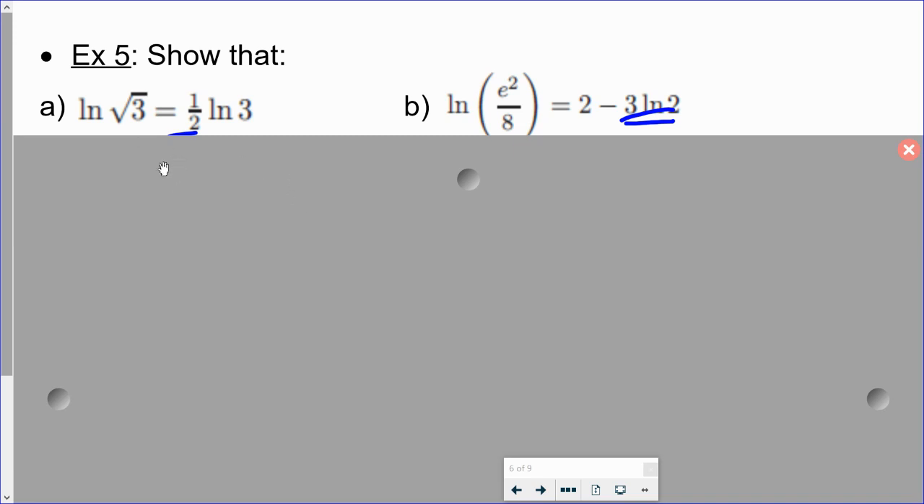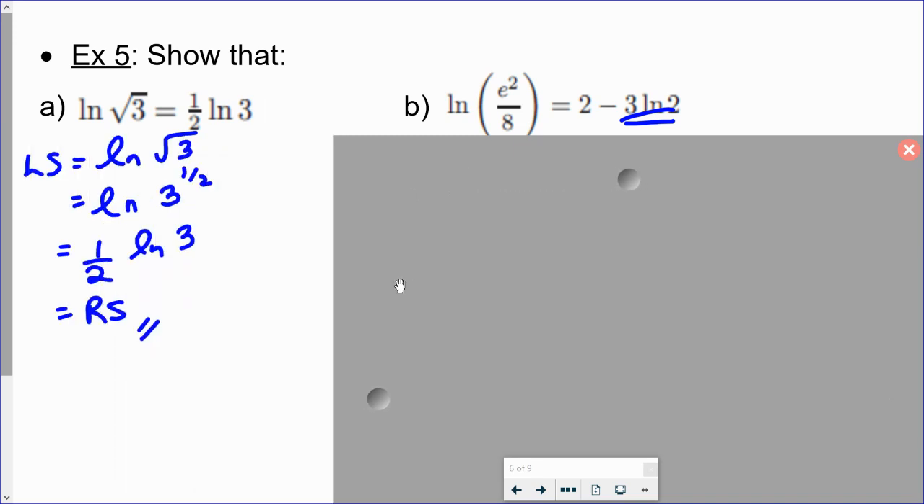For example 5, IB likes us to show our understanding. So how could I show that these are equivalent? Well, I can think about the left side. I could start with ln of root 3. I could rewrite that as 3 to the 1/2. I could use my log laws to drop that 1/2 in front of ln 3 as a factor, and that is now the same as the right-hand side.